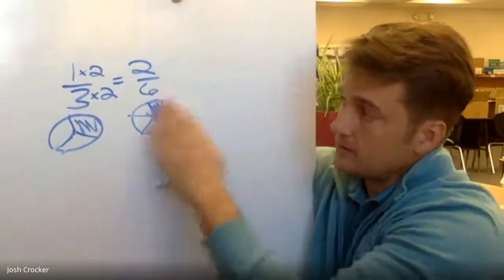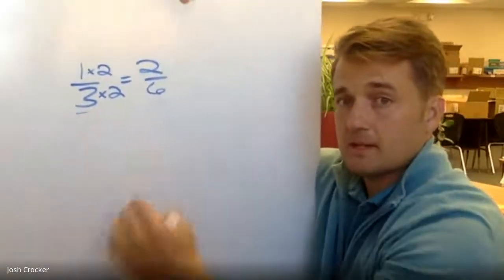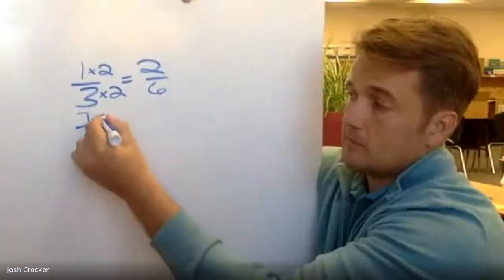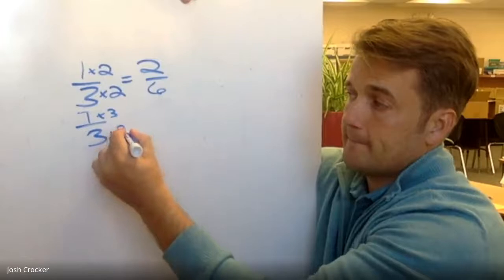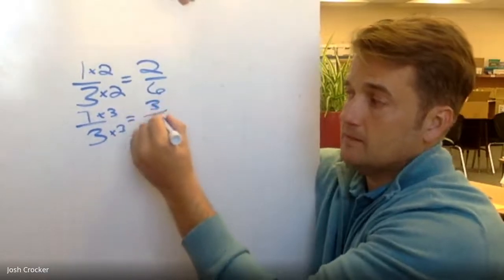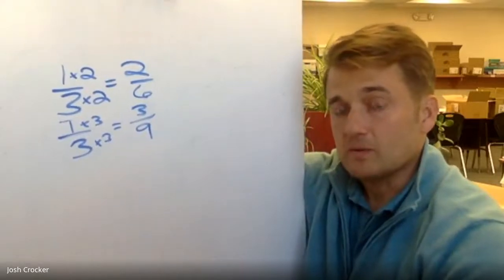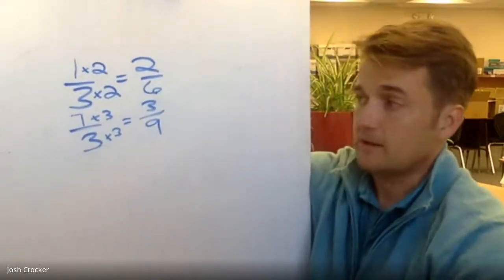Instead of multiplying by 2, I could take 1/3 and multiply it by 3. And I would get 3/9. 3/9 is also equal to 1/3.